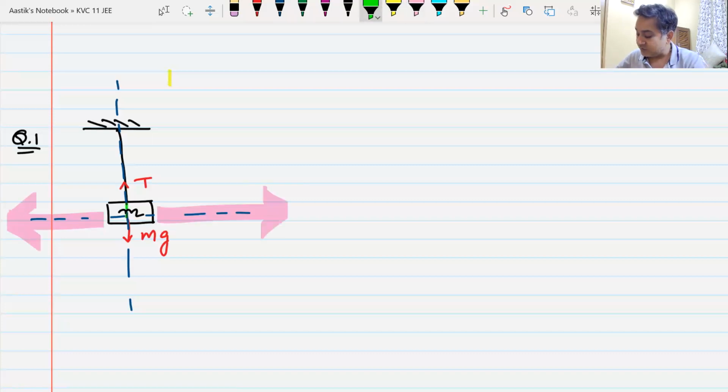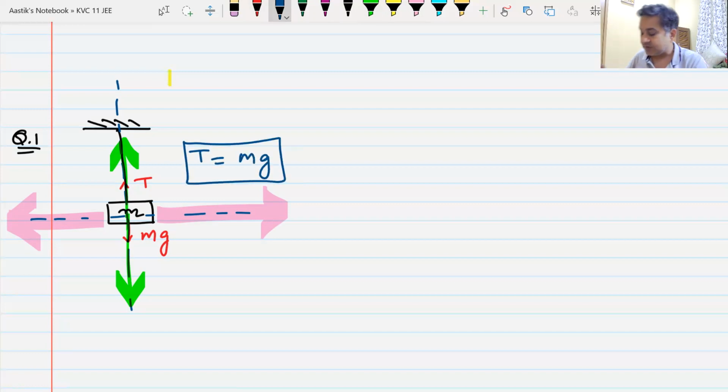On the y-axis, you see upwards we have one force and downward we have one force. They must be equal to each other, yes or no? So from there we will get the equation, and the equation is very simple. This T will be equal to mg and you get the value of tension from this. Do you understand this? How simple it is?